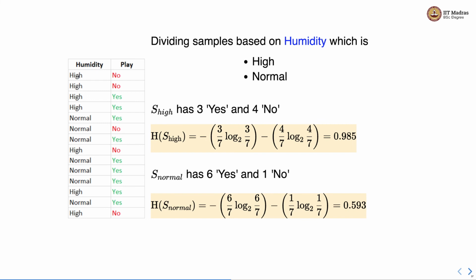So you can see that for S high there are 3 yes and 4 no's. You can check it over here. These two highs have 2 no's, then there are 2 yes's, then there is another no, so no becomes 3. There are 4 no's and 1, 2 and 3 yes for S high. For S normal, you can see that there are 6 yes and 1 no. You can tally it by looking at this particular table, and we obtain these respective entropy values.